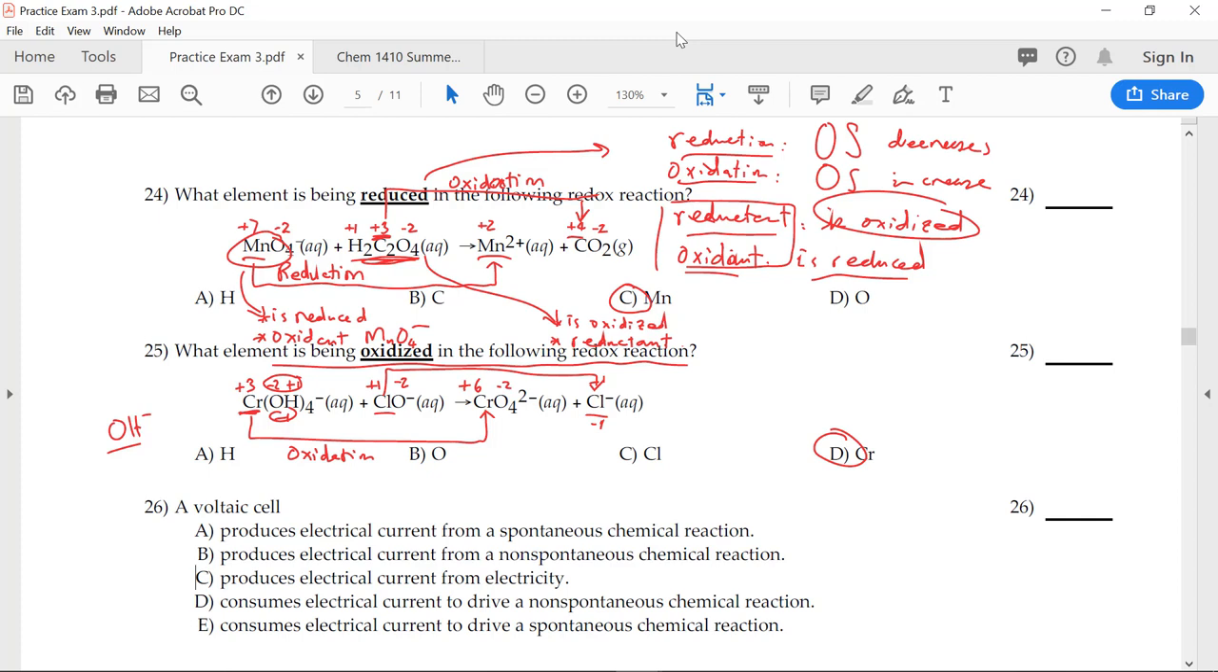Let's look at question number 26. What is a voltaic cell? A voltaic cell is just what we use in the battery, or this is the same as a battery. Basically, this whole process is spontaneous. So for this reason, A is the correct answer. It produces electrical current from a spontaneous chemical reaction. For an electrolytic cell, it's the opposite. An electrolytic cell requires the input of electrical energy to make that non-spontaneous process happen. So a voltaic cell is totally opposite to an electrolytic cell.